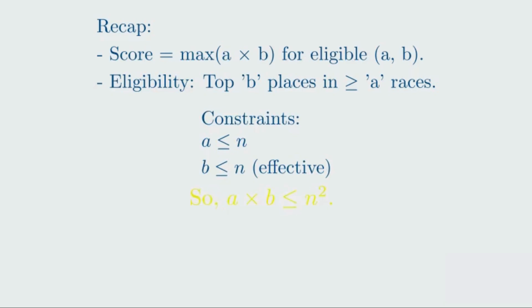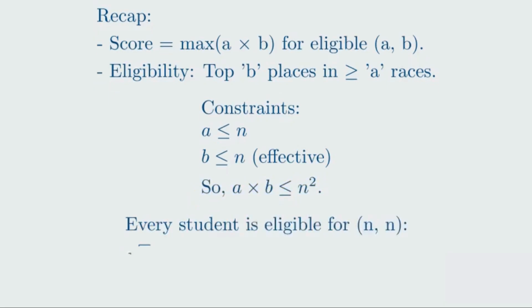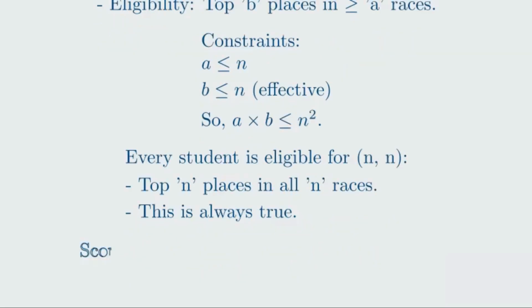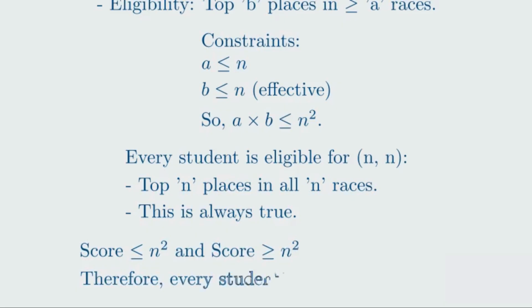Next, we showed that every student is always eligible for the rating NN. To be eligible for NN, a student must be in the top N places in all N races. This is guaranteed for every participant in every race. Since every student is eligible for NN, their score must be at least the product N times N, which is N squared. So we have two conditions. A score must be less than or equal to N squared, and a score must be greater than or equal to N squared. The only way for both to be true is if every student's score is exactly N squared.